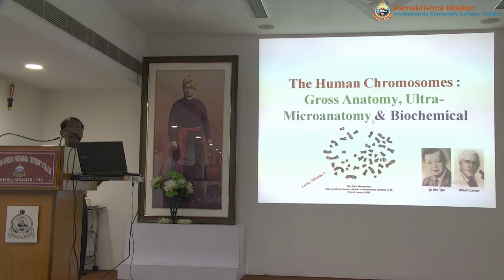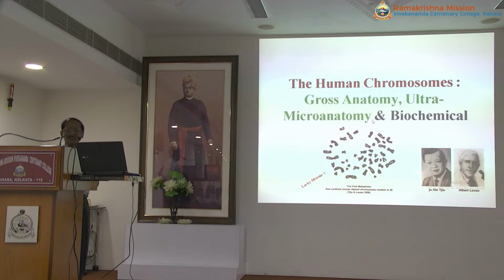Here I have projected the first human metaphase. This man, Jew and Levan, these two scientists, first confirmed that the human metaphase has 46 chromosomes. But here you see I have written "lucky mistake." Why? Sometimes a mistake also gives you some good result, but don't commit or make any mistake intentionally.